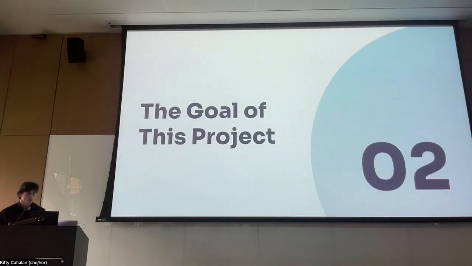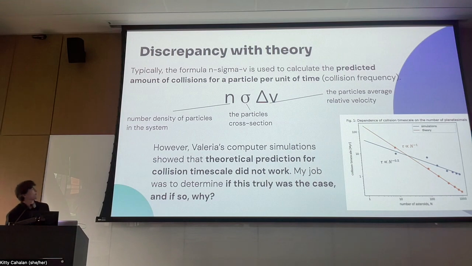So the goal of my project. This formula that you see right here, N sigma V, is used to calculate the predicted amount of collisions for a particle per unit of time, which is also known as collision frequency. In this formula, N represents the number density of particles in the system. Sigma represents the particle's cross-section, and V represents the particle's average relative velocity.